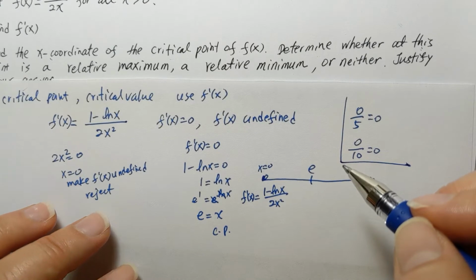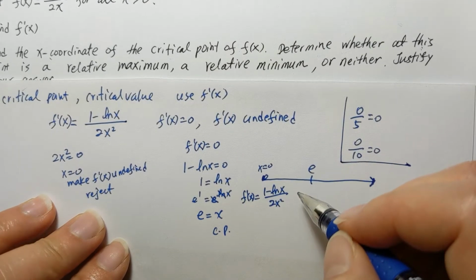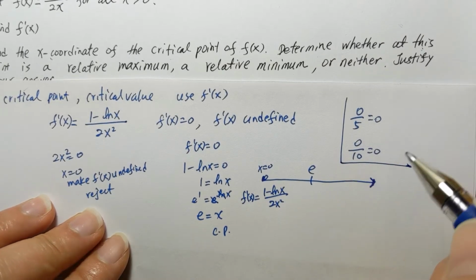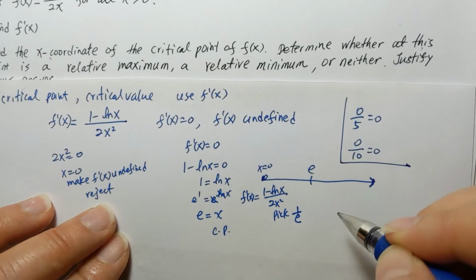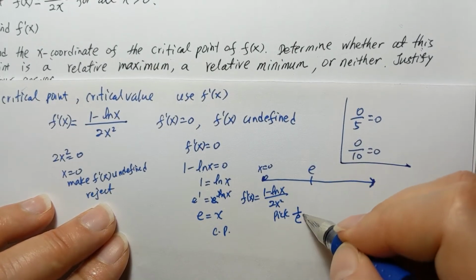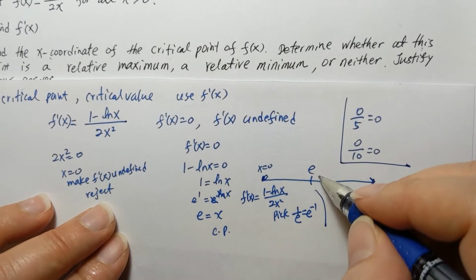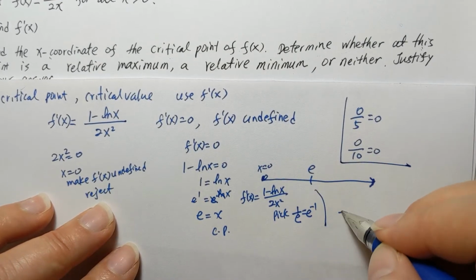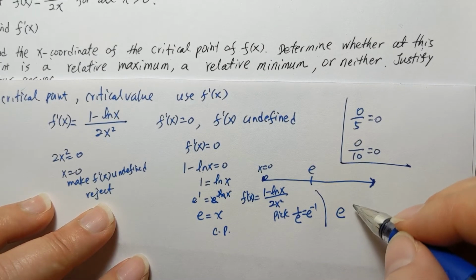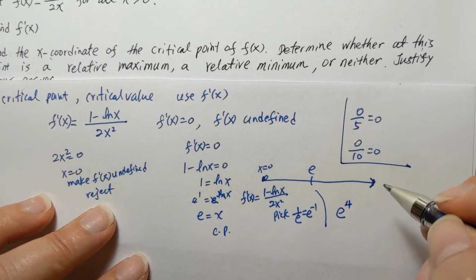I am going to pick a number that you may or may not think of. I'm going to pick 1 over e, definitely smaller than e. 1 over e is e to the negative 1. And why do I use e to the negative 1? Because there is an ln over here. And here I'm going to use e squared, or e to the third power. Let's say I'm going to use e to the fourth power.